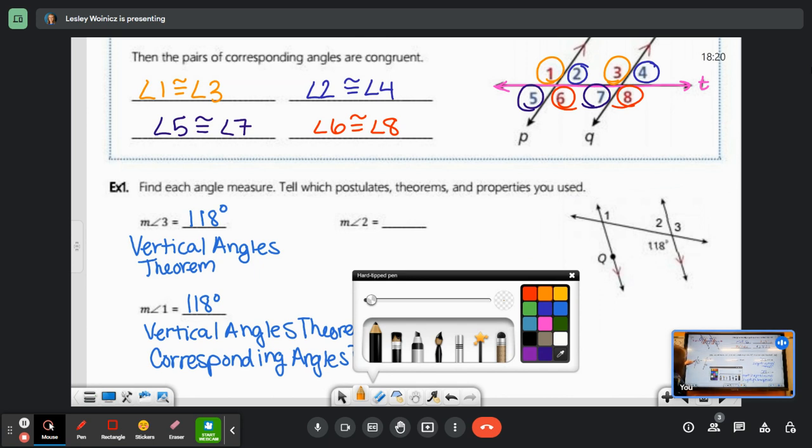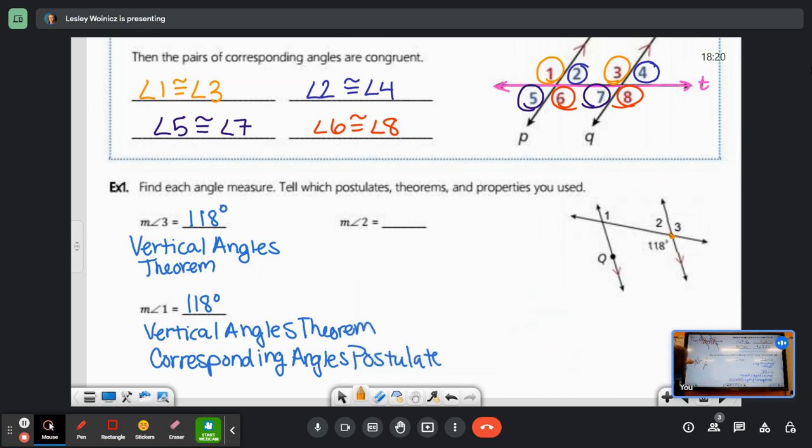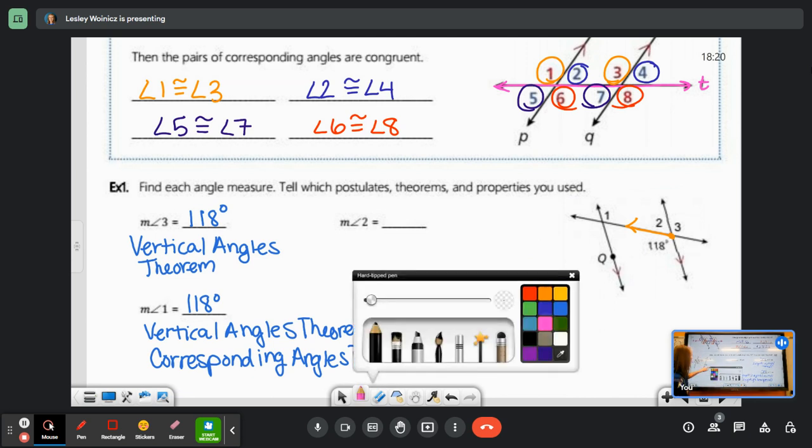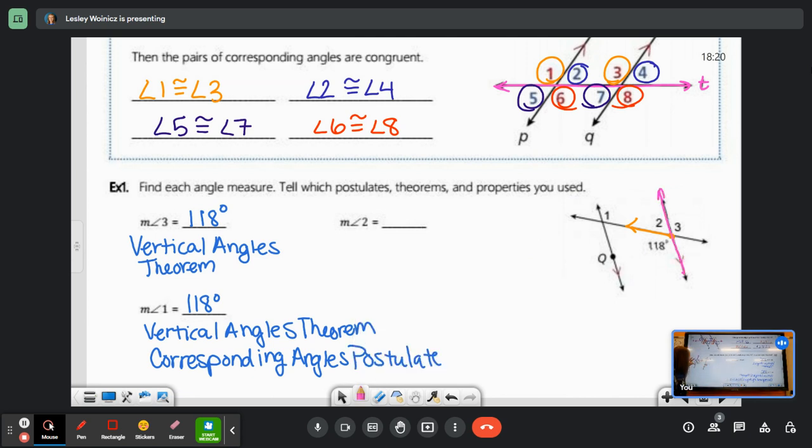The 118 degree angle and angle 2 have a common endpoint. They share a common ray. And then their non-common sides form a line in opposite rays. So those two are a linear pair by the definition of a linear pair.